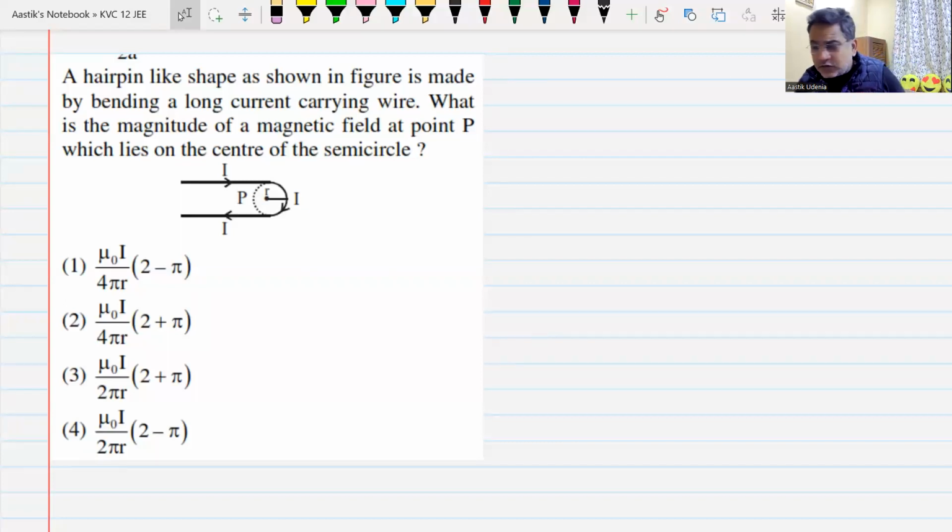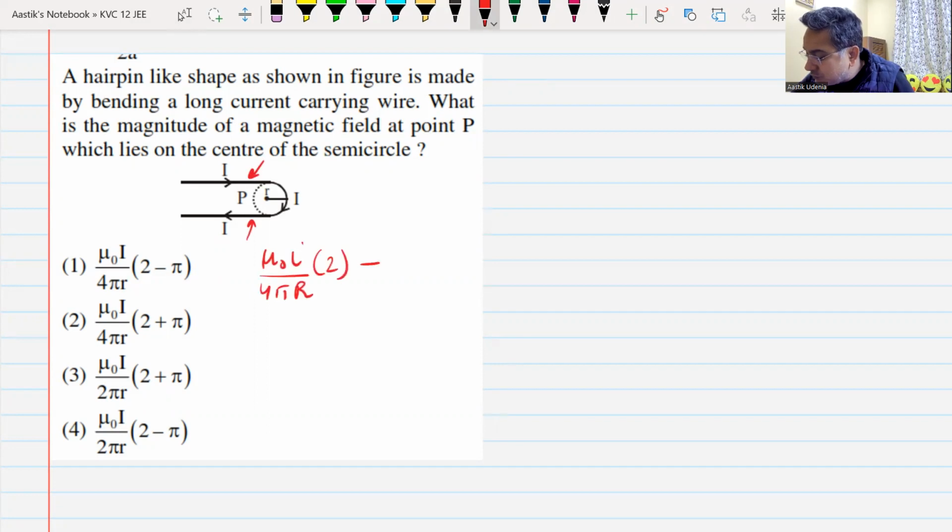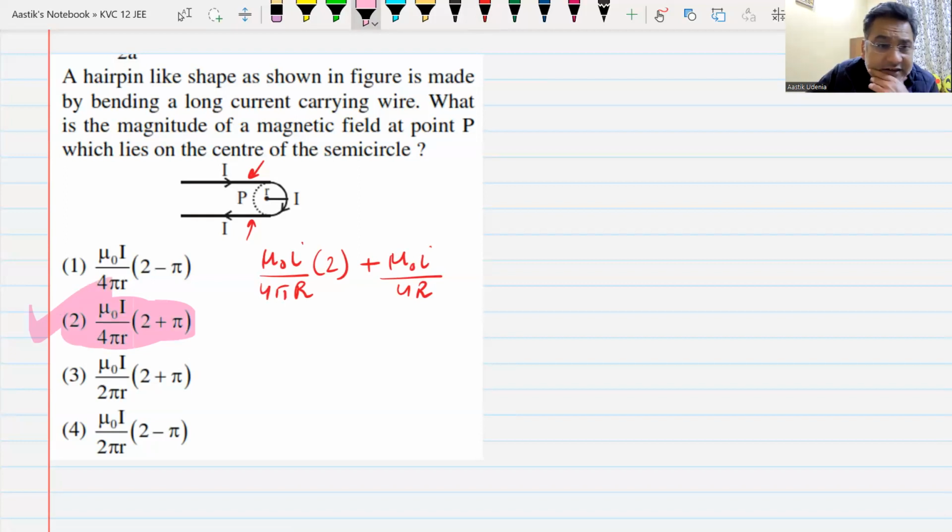So magnetic field due to all the three wires is going to get added up. Because of this wire and this wire, magnetic field is mu naught I by 4 pi r. They will get added up, so multiplied by 2, plus field due to a semicircular loop of wire is mu naught I by 4r. All the fields will get added up and the answer, my dear friends, that you are going to get is option number B. That is the correct answer. I'll give you 1 minute to note it down.